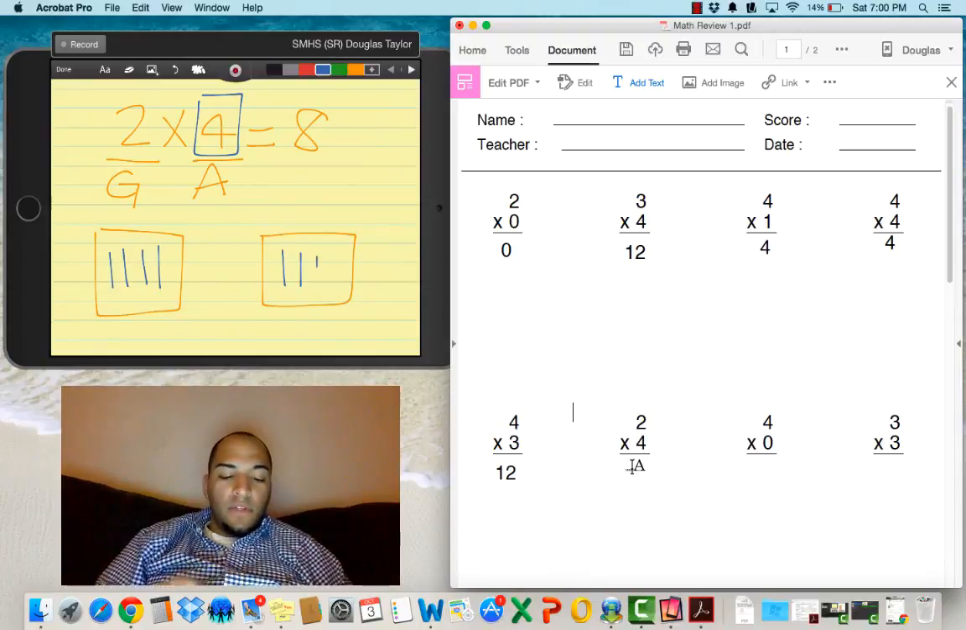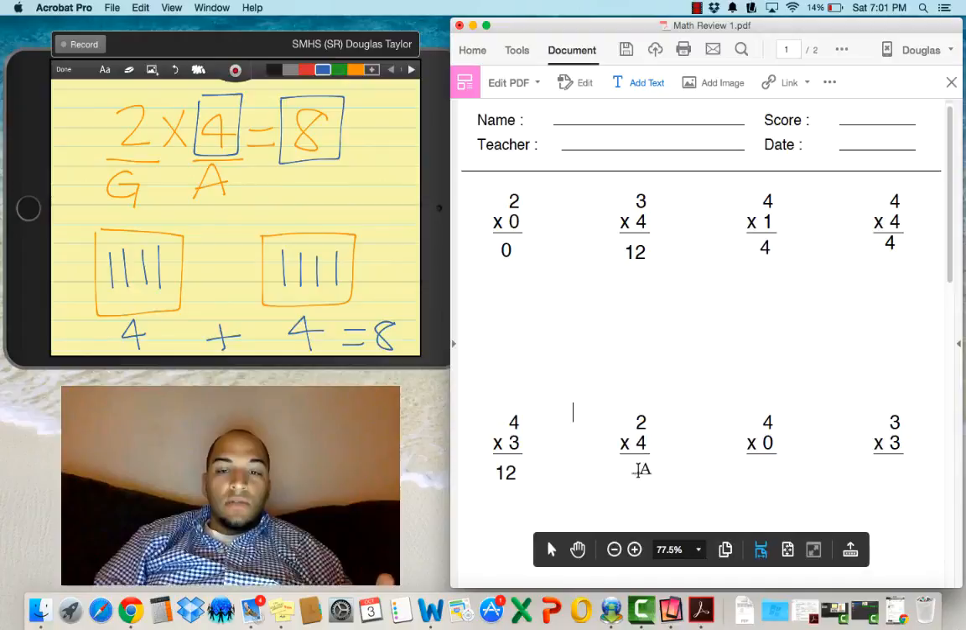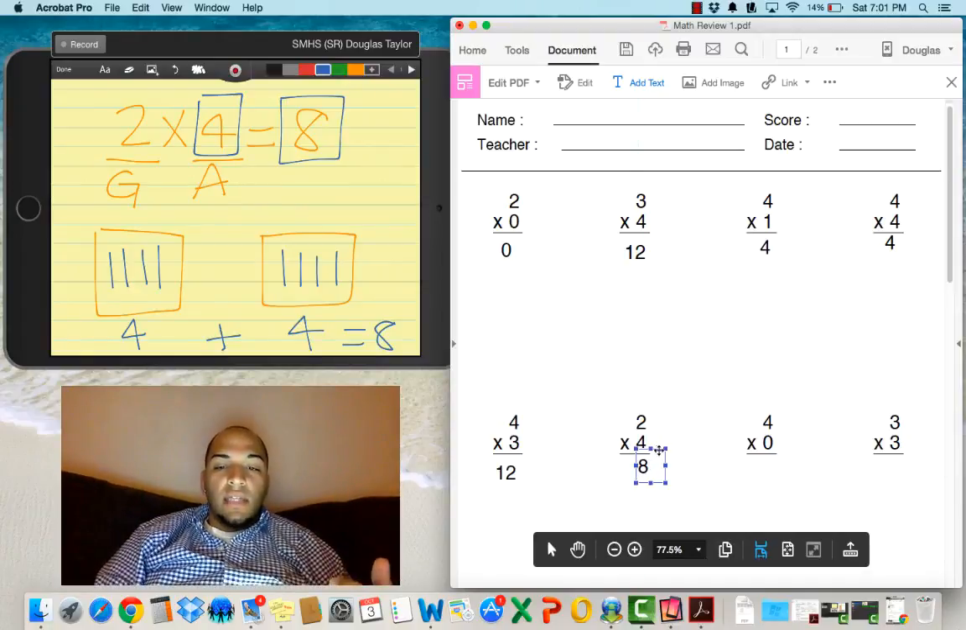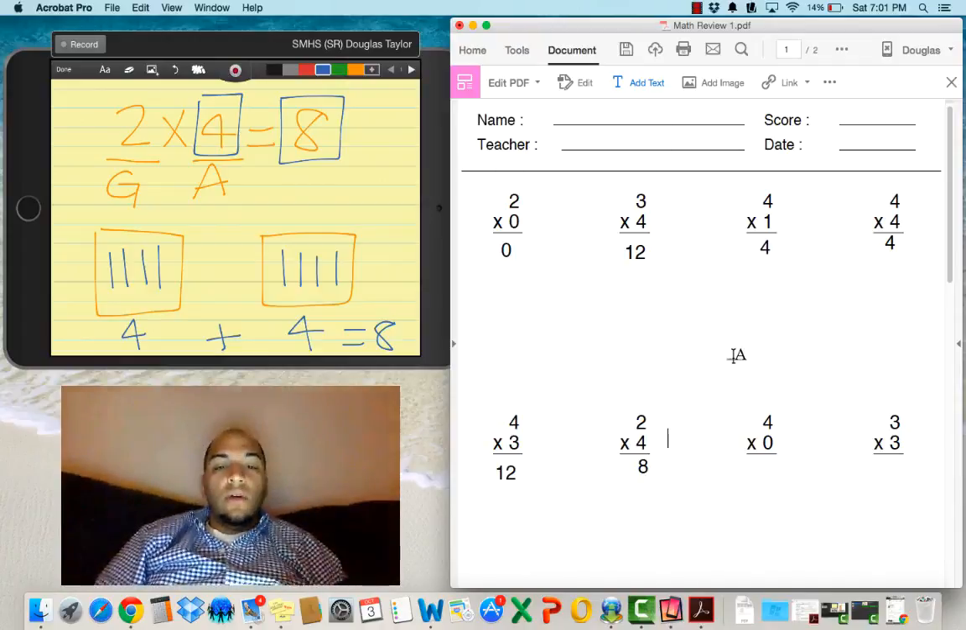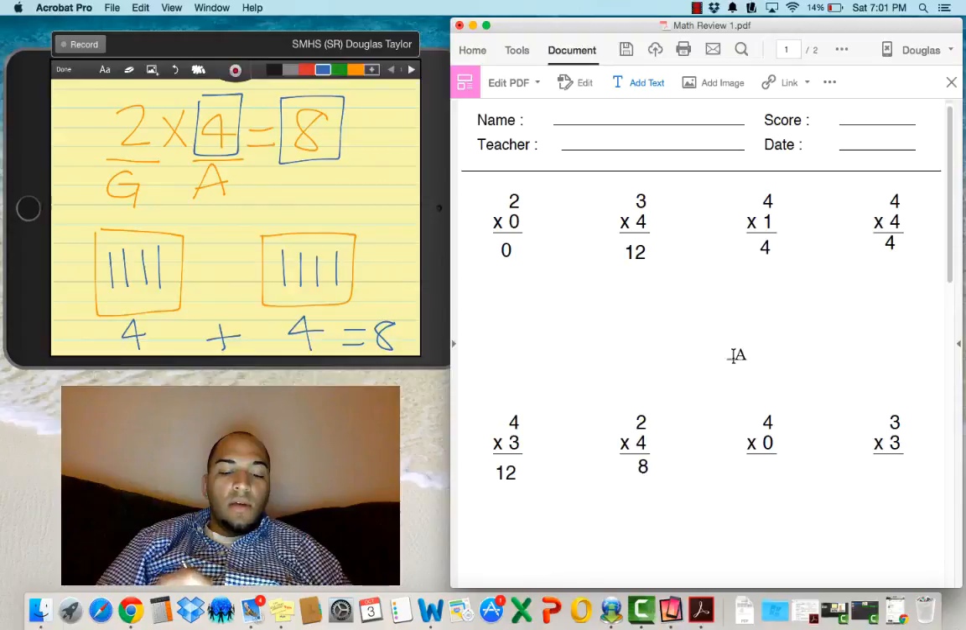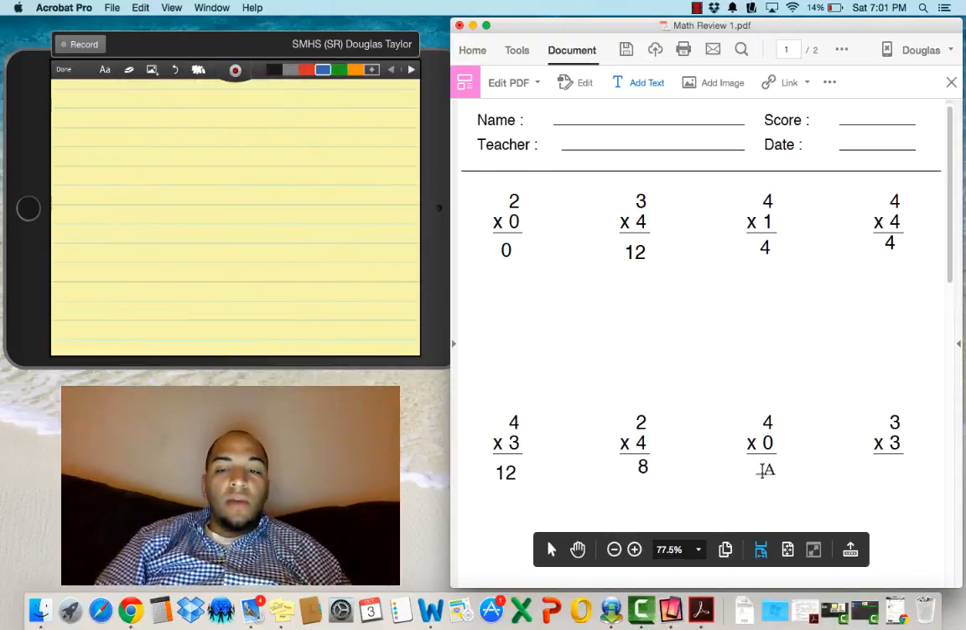So we have 4 in the first group and 4 in the second group, which equal 8 when we add them together. That's why we got 8 up here. So 2 times 4 equals 8. And guys, that's why it's important to know how to do these drawings that we're doing here, because if you don't have the multiplication table memorized, you can draw it by hand. We don't have to do that one because we know anything times 0 is 0.